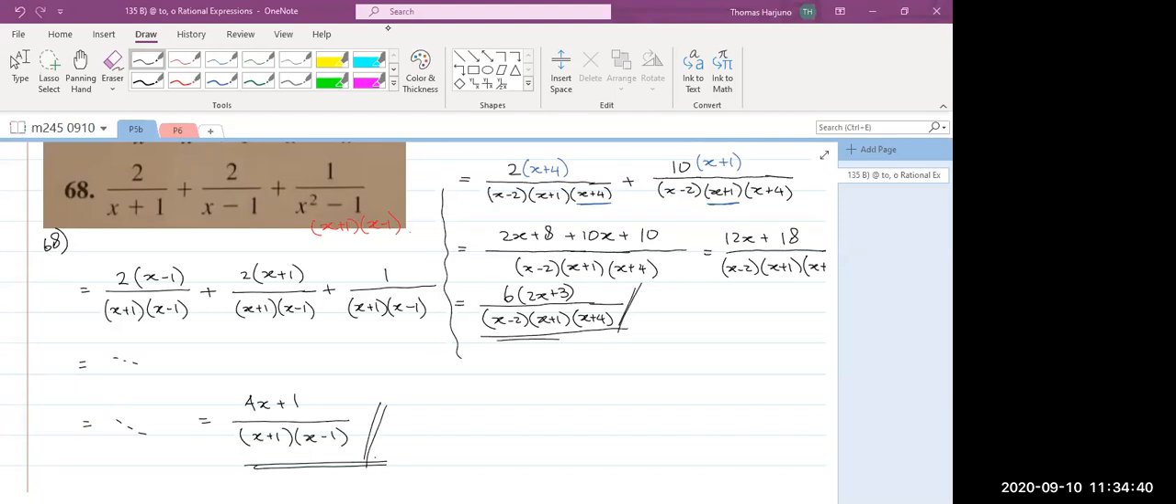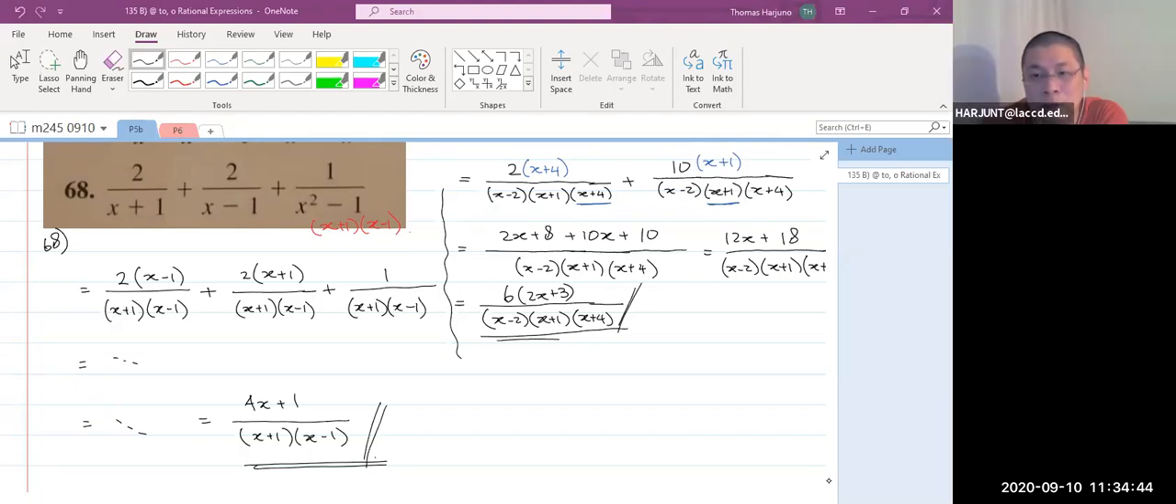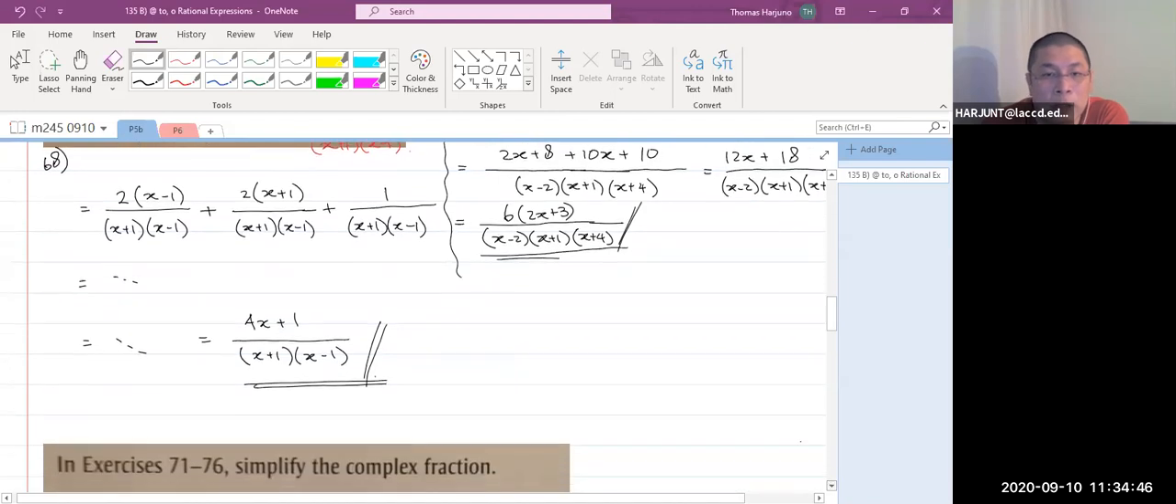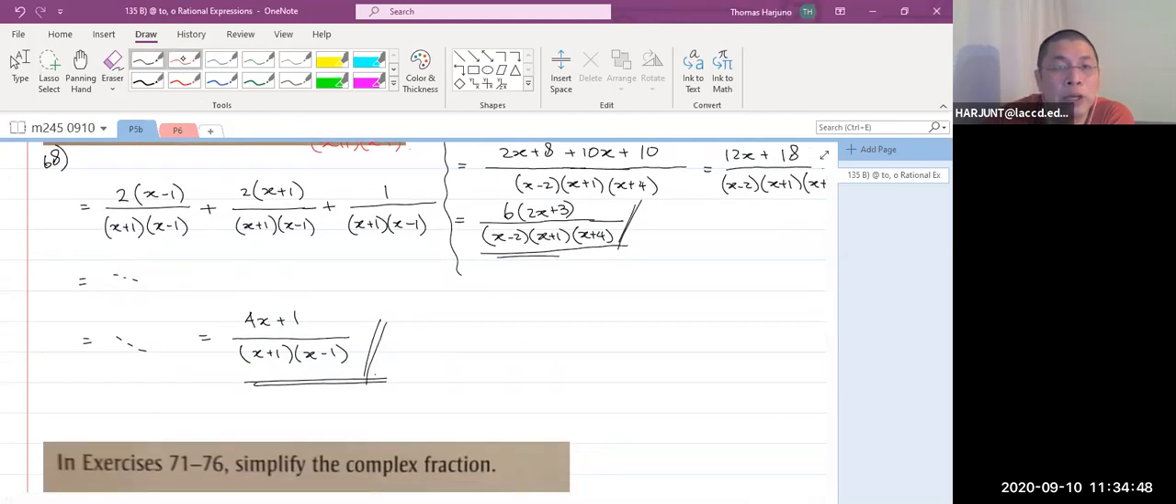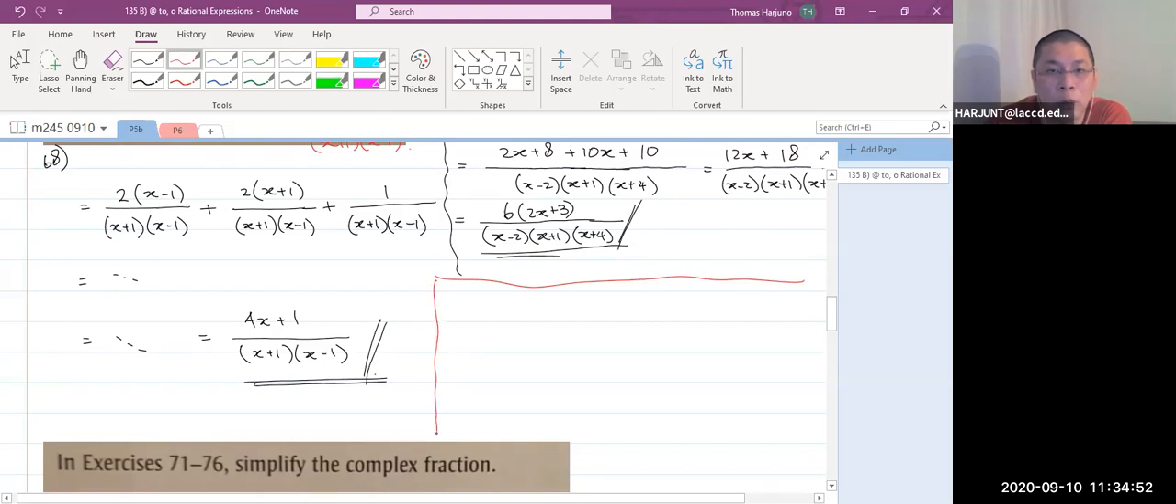Okay, good. I think that part is still quite simple. Now, the next thing we will do is complex fractions. But before I start working on complex fractions, I want to give you some foundation first, foundation for complex fractions.